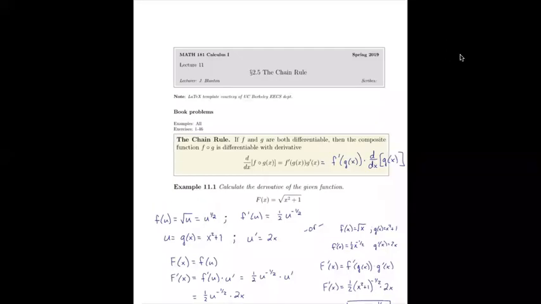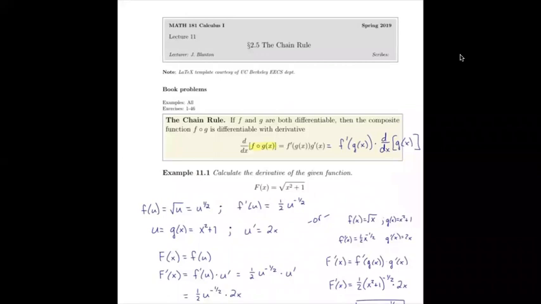Section 2.5 is the chain rule. So this is probably one of the most important derivative calculation rules of all so far. It's used very commonly, and it's really sort of an integral rule because it allows us to take the derivative of the composition of two functions.